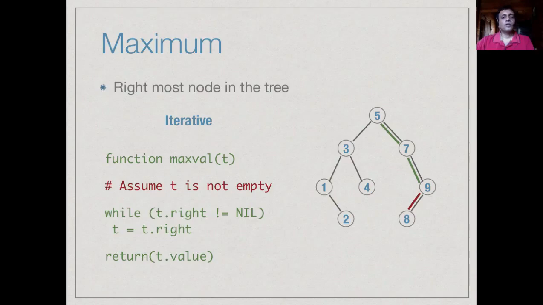So at this point, we have done find, minimum, and maximum in a search tree. Okay, so these three operations we have done. Now, if you remember, we have to do predecessor and successor.